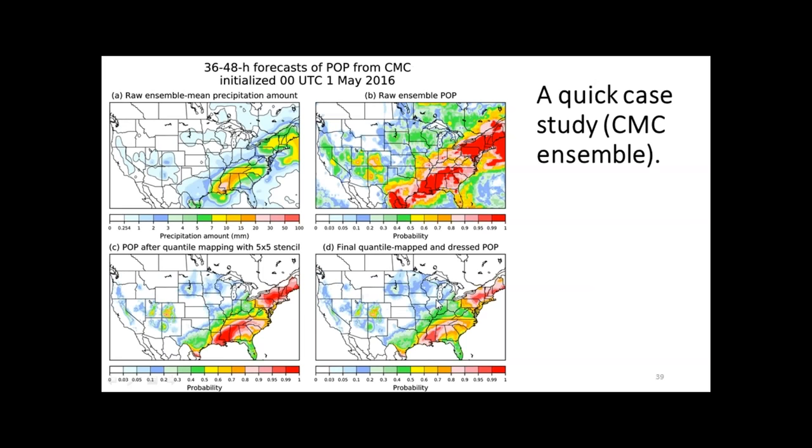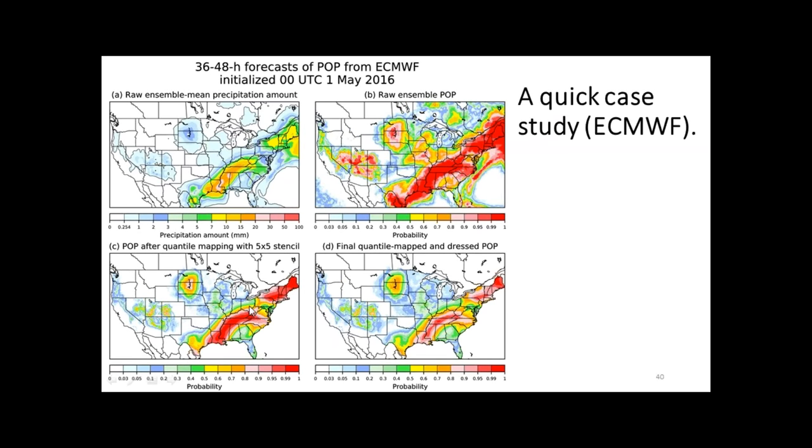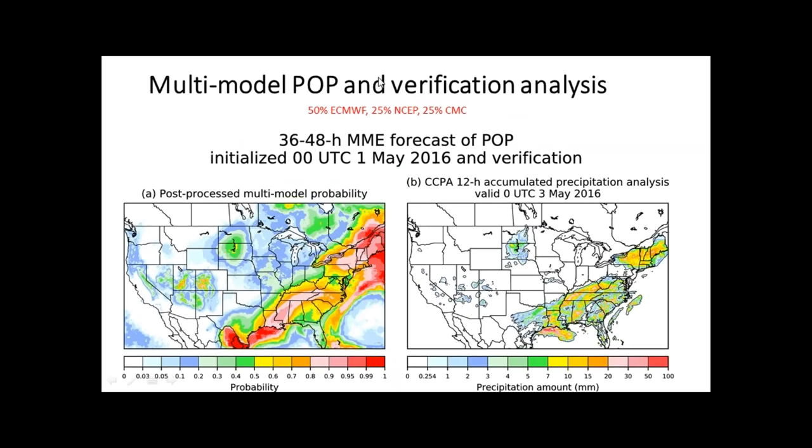Here's the Canadian Center ensemble. Something fairly qualitatively similar has been going on. I guess I'd say that this system is a little less sharp. So the post-processing has a bit of a, I guess you'd say, lighter touch to it. And the European system shown here. And then finally, the combination of these, which I've arbitrarily weighted here, 50% out of the European Center, 25% NCEP, 25% Canadian, the final product here.